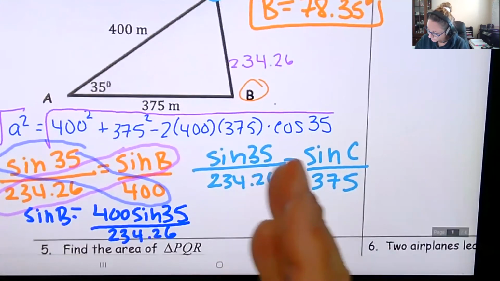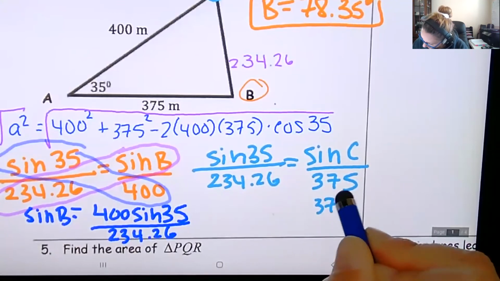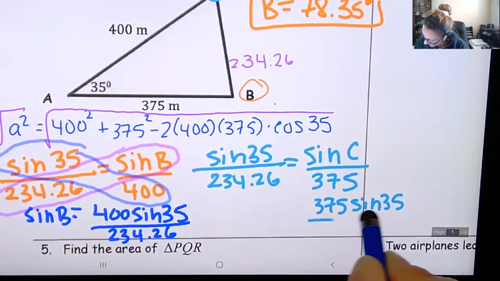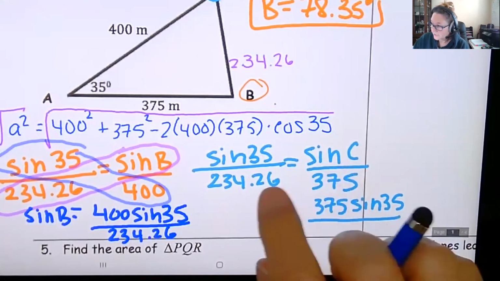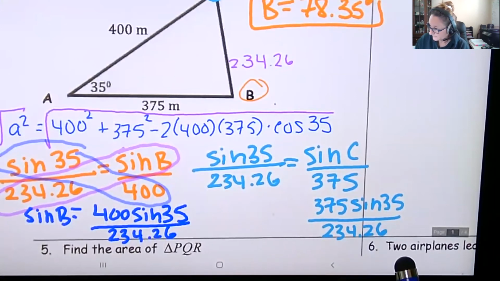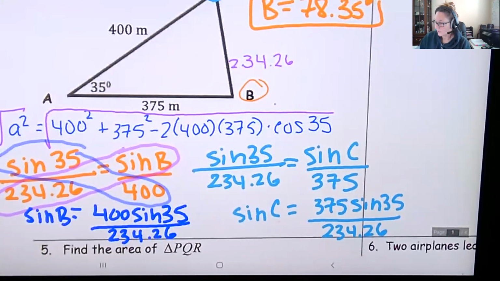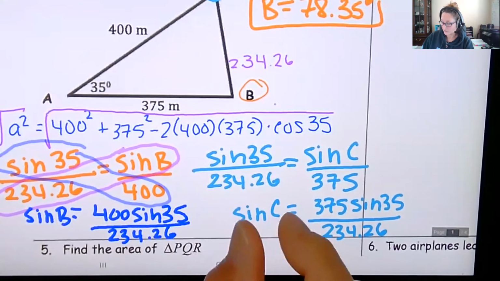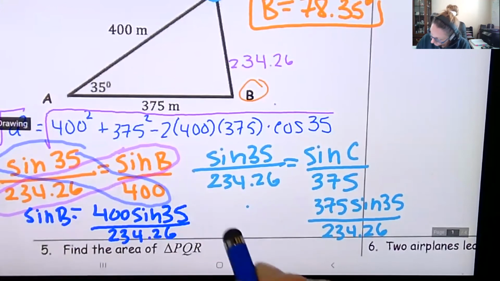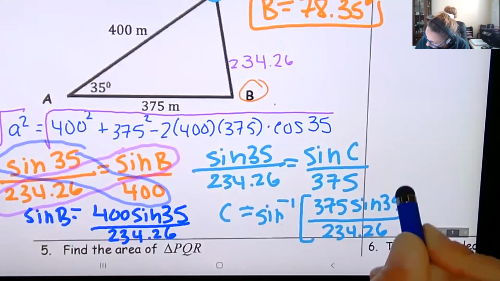So I'm going to cross multiply, and I'm going to give myself some space to write this over here, okay? I'm going to get 375 sine of 35, okay, when I multiply this direction, equals, and what happens here is I'm going to have sine C times this. So this 234.26 will be dividing. And then this is what sine C equals. Well, I don't want sine C, I want C. So what I'm going to do is C equals sine inverse of this whole thing.